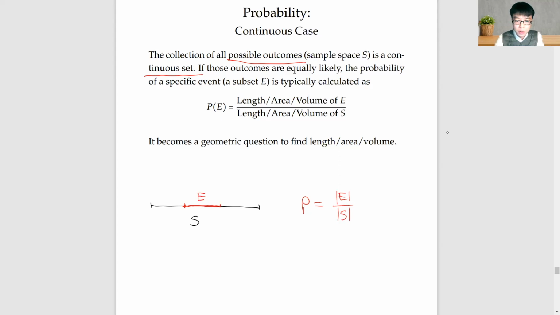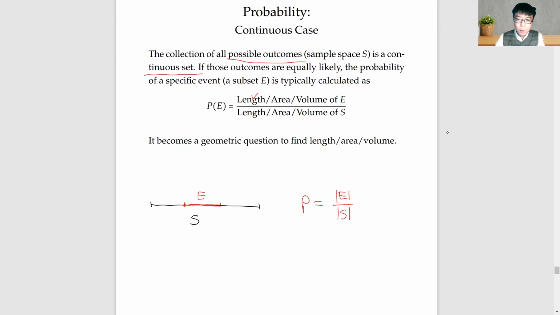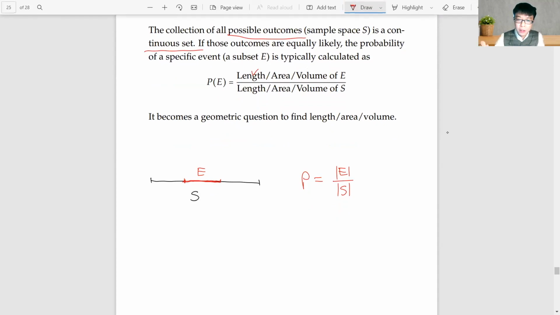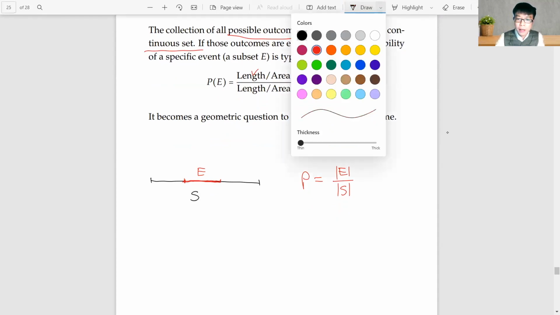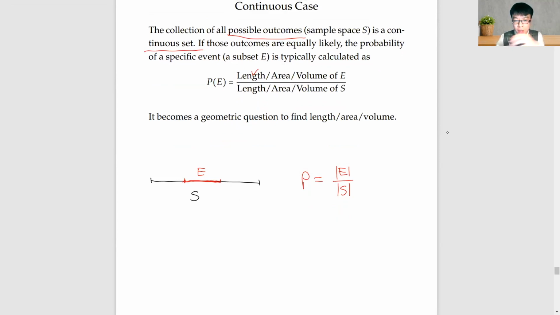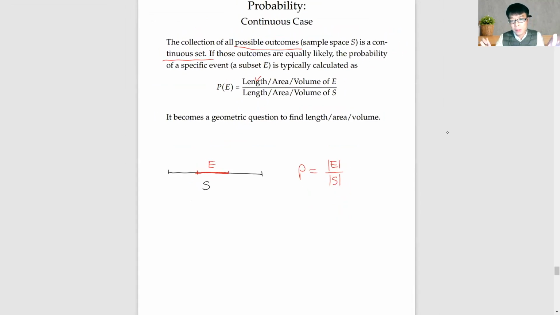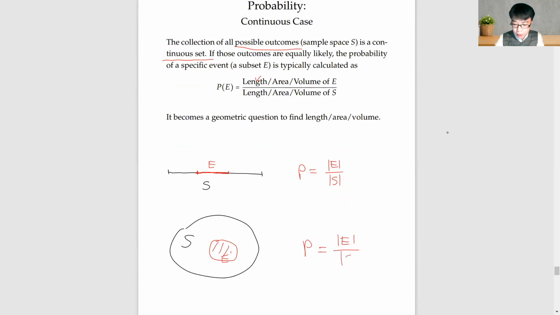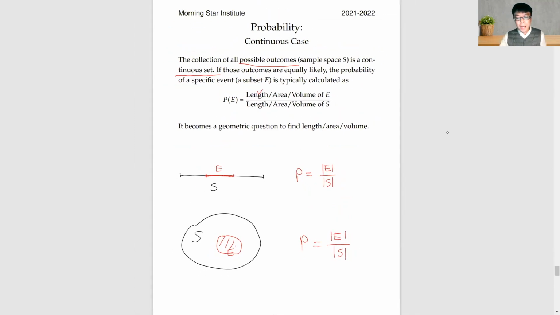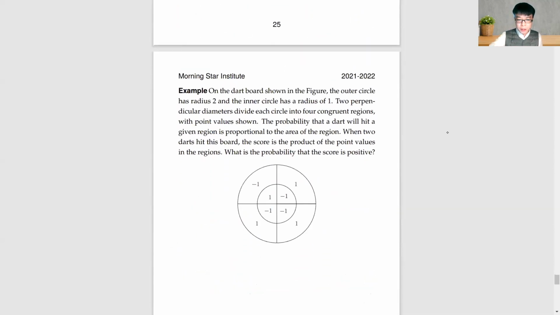Here we consider the length. This is 1D. If it's 2D, we consider the area; in 3D, the volume. In AMC8, we basically have just 1D or 2D. We don't have 3D. Actually, there are not too many continuous probability problems in AMC8. If it's 2D, let S be the sample space and E some set. The probability is the area of E divided by the area of S. That's the continuous case, and we also require every outcome to be equally likely to appear.